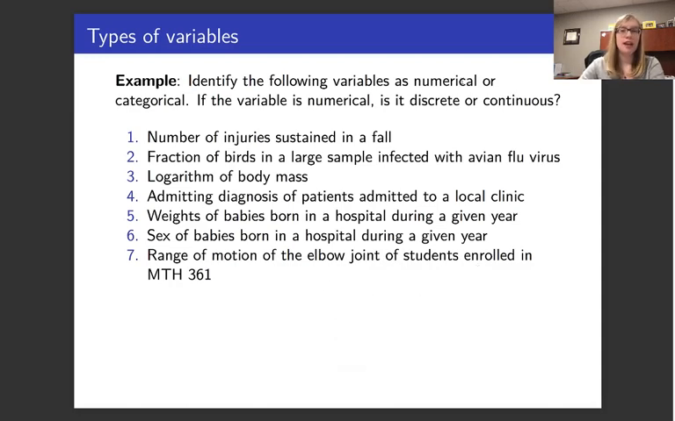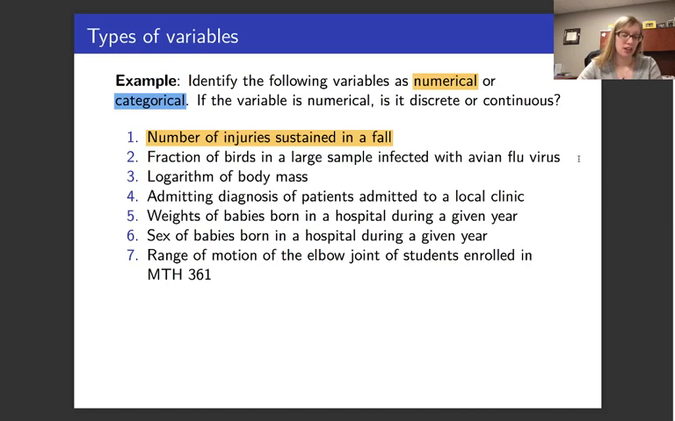So let's identify the following variables as numerical or categorical. And I'll go ahead and just highlight them so we know which of the 2 they are. So let's take a look at the first one, number of injuries sustained in a fall. That is a numerical measurement. Fraction of birds in a large sample infected with avian flu virus. Now this one's kind of tricky.